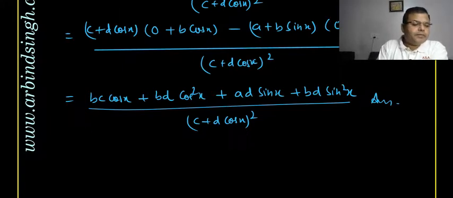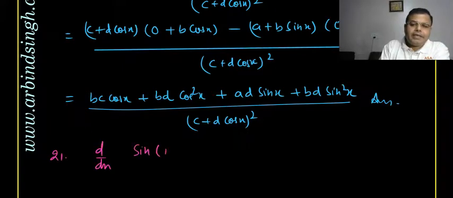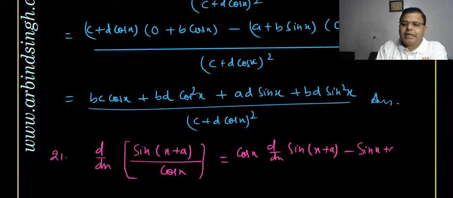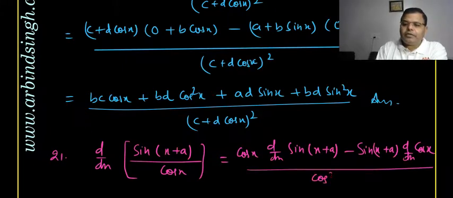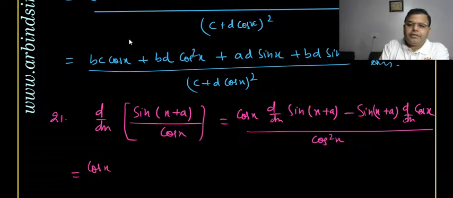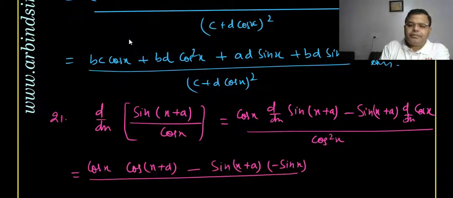Okay, now question number 21. d by dx of (sin x plus a) divided by cos x, that you need to do. So we can write here cos x as it is, d by dx of sin x plus a, minus sin x plus a as it is, d by dx of cos x, whole divided by cos square x. Apply the quotient rule. Cos x, derivative of sin x plus a is cos x plus a, we have learned it earlier, and minus sin x plus a, and the derivative of cos x is minus sin x, divided by cos square x.